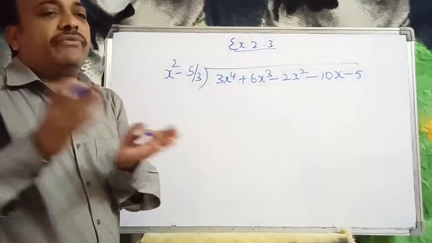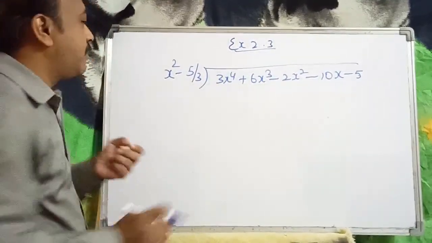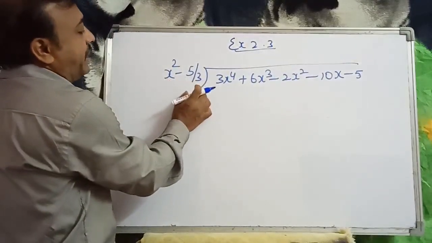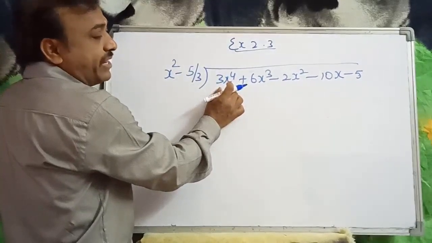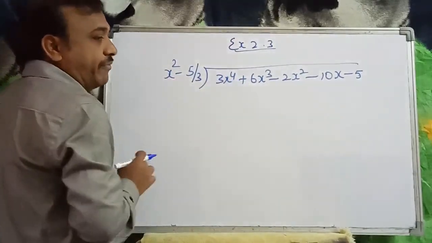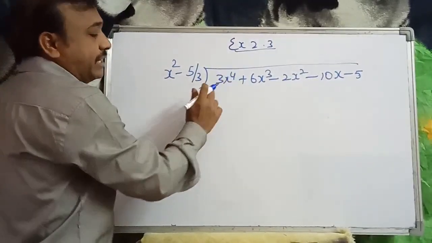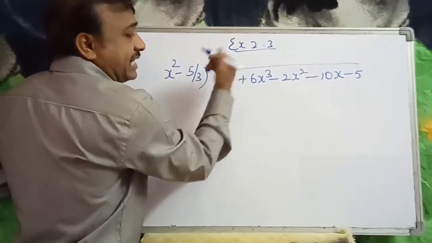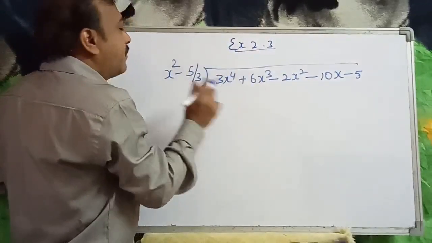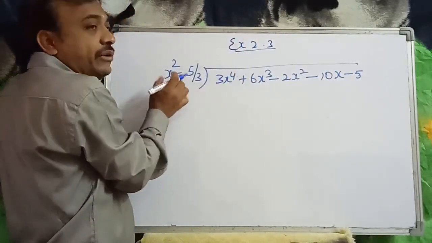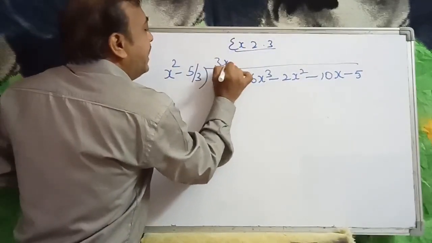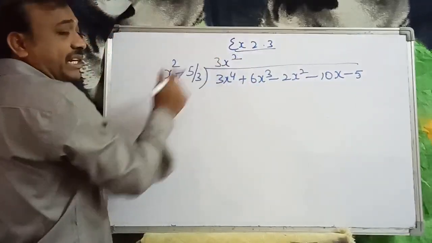From the factor, we obtain the other two zeros. The first one is x square minus 5 by 3, and here we have 3x to the power 4. Observe it carefully: 3 is the coefficient and x power 4 is the degree, that is the highest power. So to obtain 3x power 4, we multiply. If you divide this and this, then you get the quotient as 3x square.